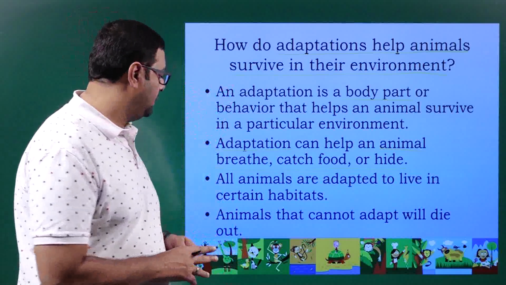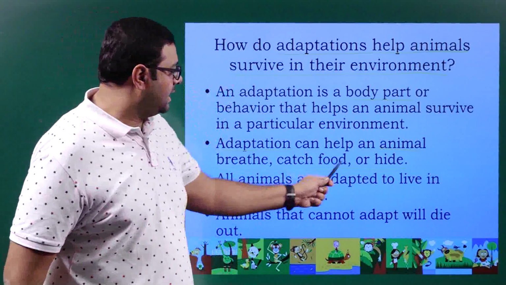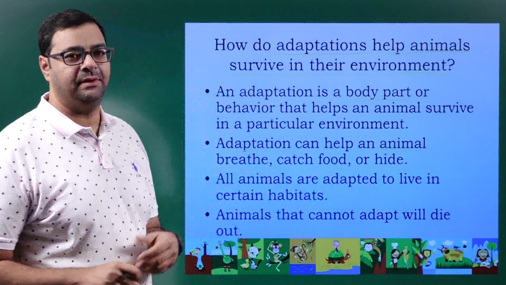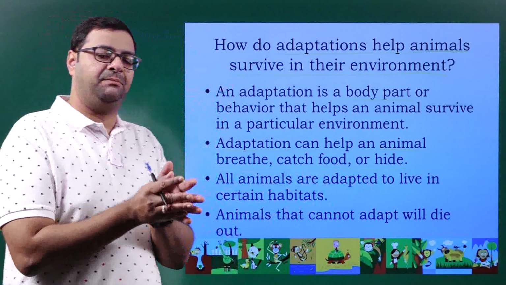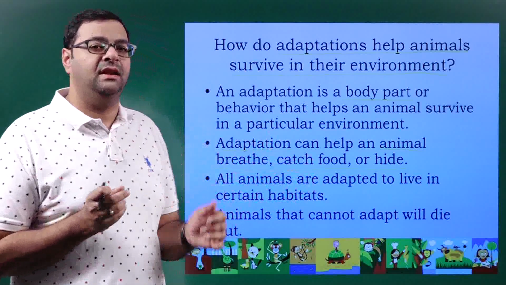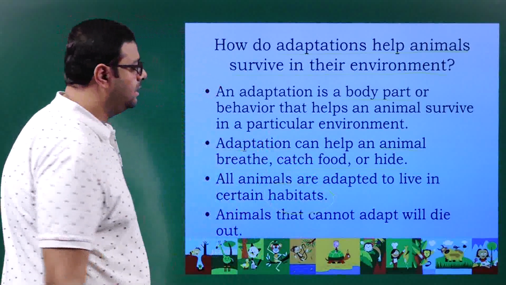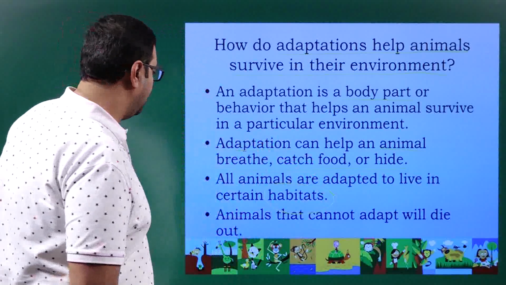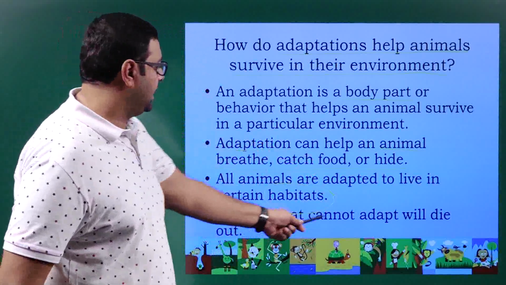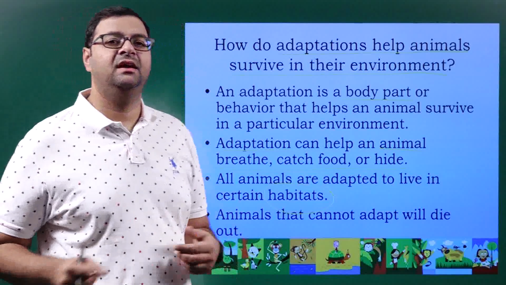All animals are adapted to live in certain habitats. You know what a habitat is? A place in which some organisms live. So they are adapted to live in a particular habitat. Animals that cannot adapt will die out. Obviously, you know that.